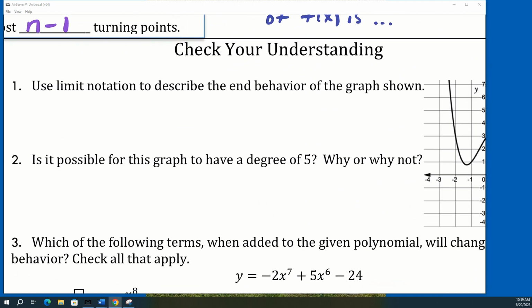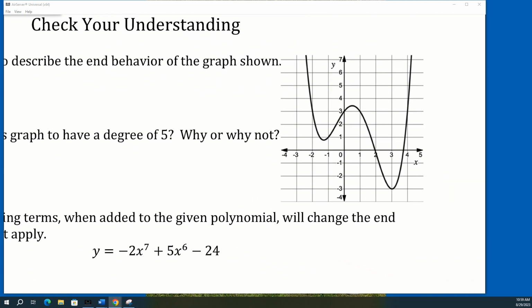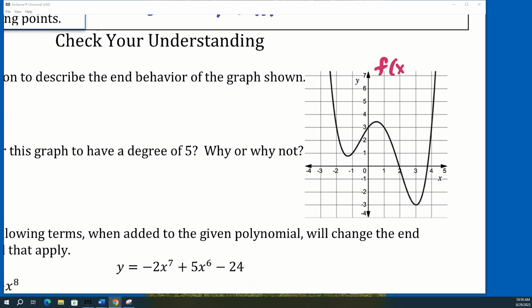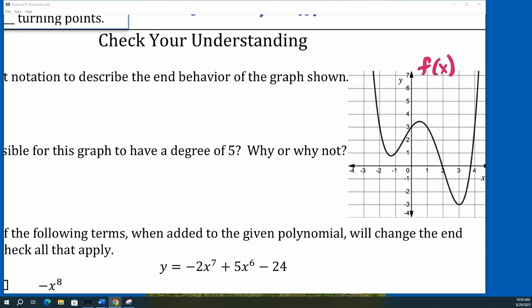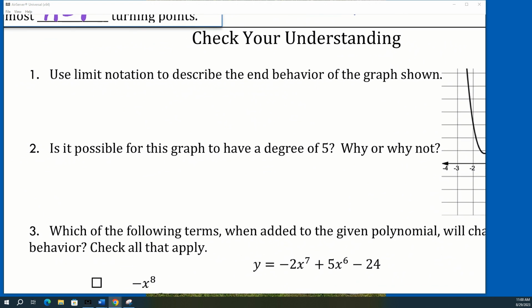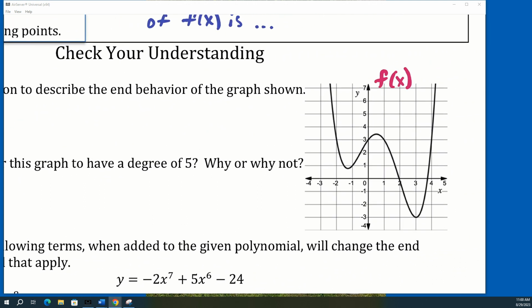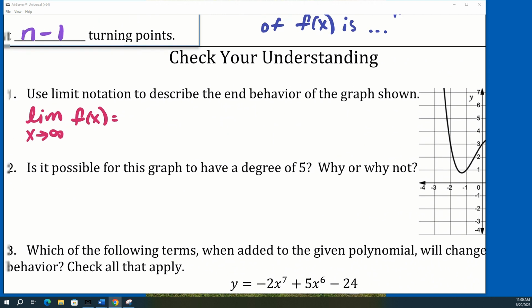Okay, so here we go. Let's look at this one. Number 1, we have the graph. Let's call this f of x since it doesn't have a name. I like for them to have names. We're going to use limit notation to describe the end behavior of the graph. I'm going to start on the right side, and the right side is going to be the limit as x approaches infinity of f of x. When we're doing it on a graph, it's fairly simple. You just look: if the arrow is pointing upward, then that's going to be positive infinity.